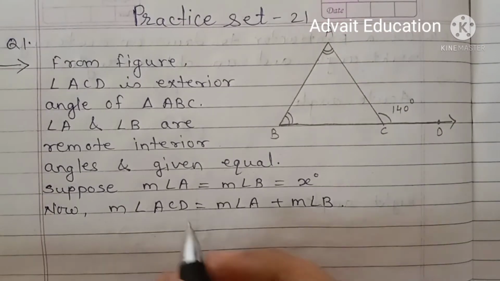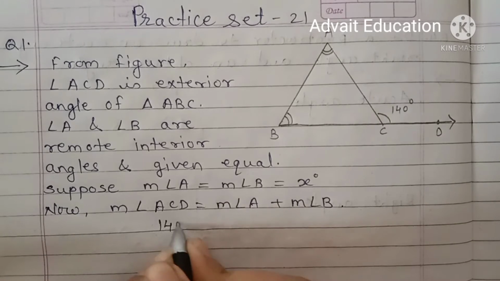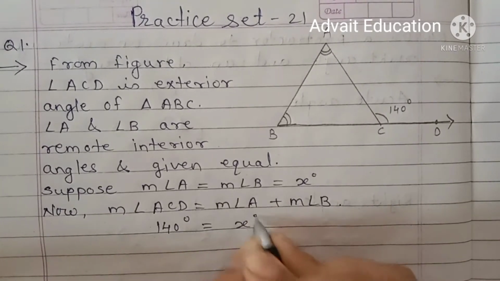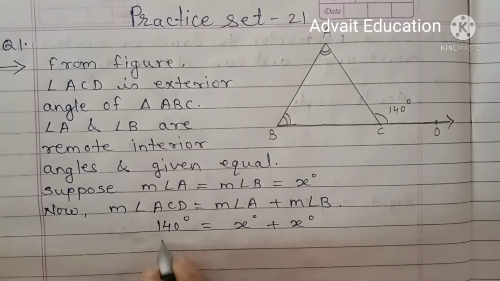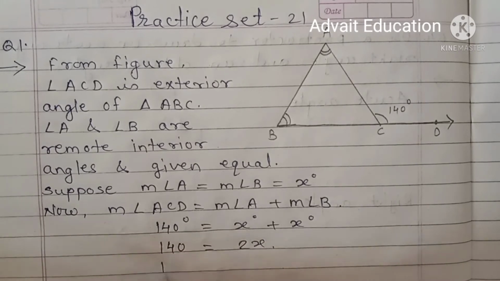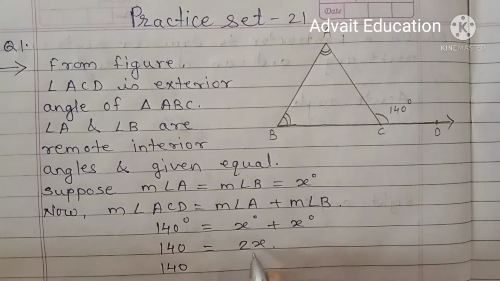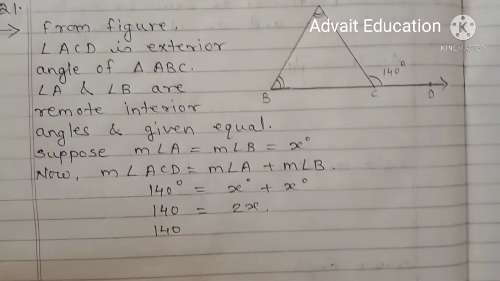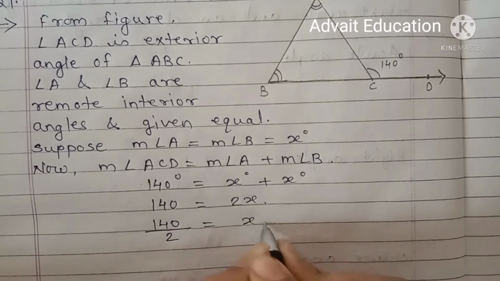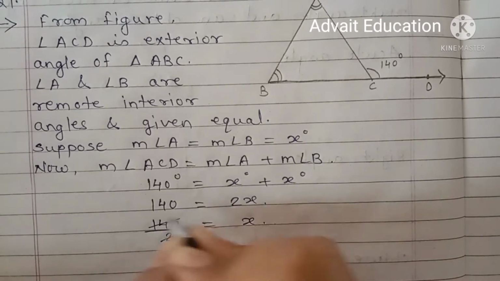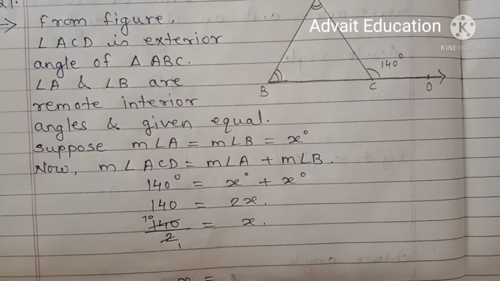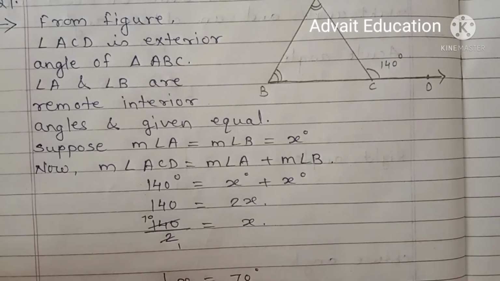Now you can put the values. ACD is given 140 degree. एंगल A और B को हमने x कंसिडर किया है, x plus x. 140 is equal to x plus x, 2x. This 2 is multiply, it goes to the opposite side of the sign, then divide. Means 140 divided by 2 is equal to x. 2 1s are 2, 2 7s are 14, and this 0 as it is. Means x is equal to 70 degree.